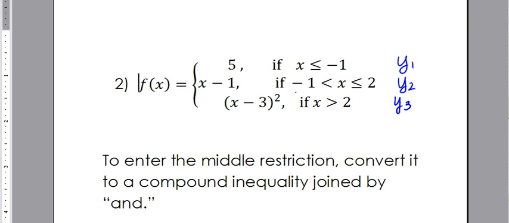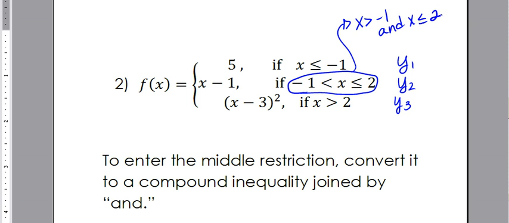The trick to this one is this middle restriction. x lies between negative 1 and 2. What that really means is that x is greater than negative 1 and x is less than or equal to 2. So we actually need to type it in that way. Your calculator doesn't understand these statements unless the variable comes first, so you're going to have to translate that into this double or compound inequality.